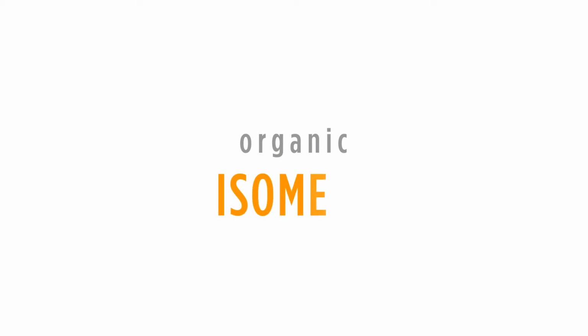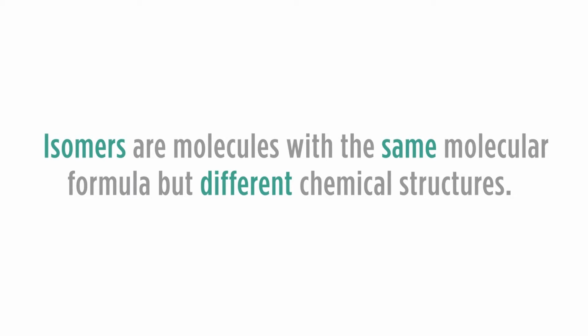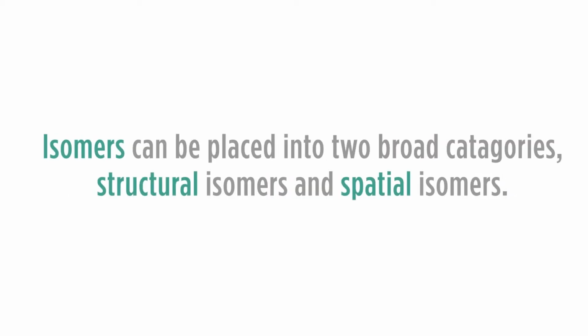In this video, we'll look at organic isomers. Isomers are molecules with the same molecular formula, but different chemical structures. Isomers can be placed in two broad categories. Structural isomers, where the connections between the atoms have changed, and spatial isomers, where the connections between the atoms are the same, but in spatial space, they are different.